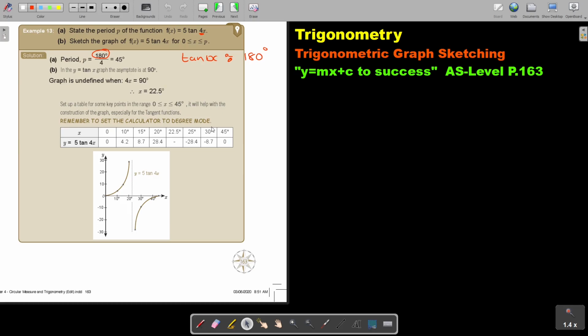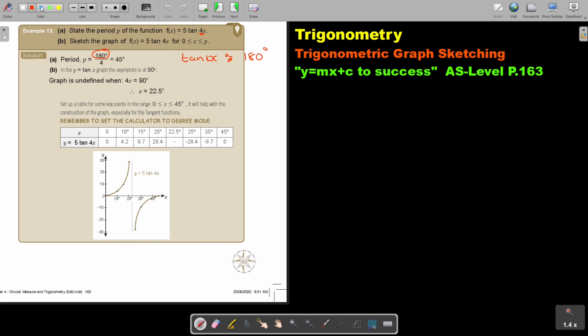Now, very important. You have to remember to set the calculator to degree mode because you are now in degrees. Then you're just going to put 0 into the function. You press 5 multiplied by tan 4 times 0. So it's actually tan 0 and it's 0. And now you put in 10 in place of x. I press mode twice and then I press 1 for degrees. For this one, I'm just going to show you one, say 10.